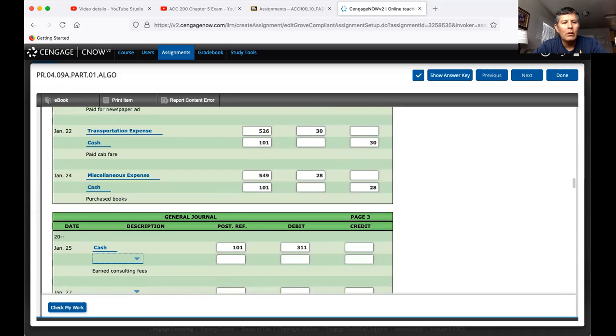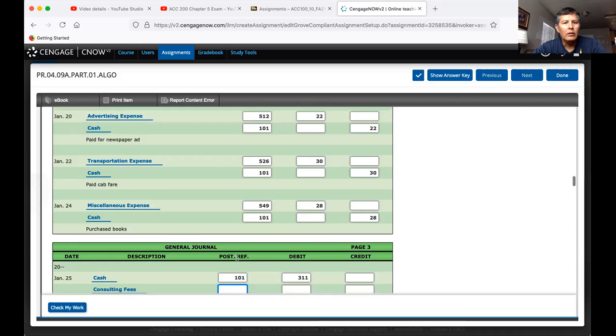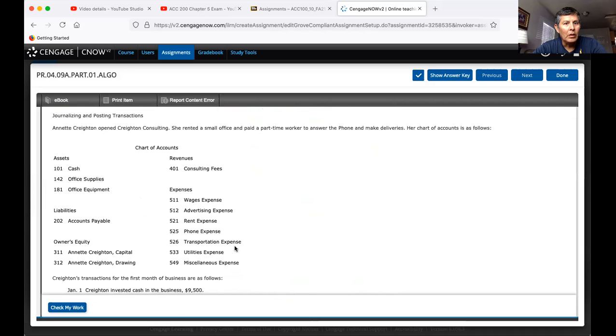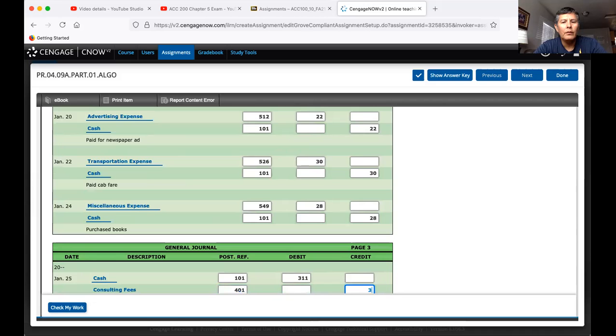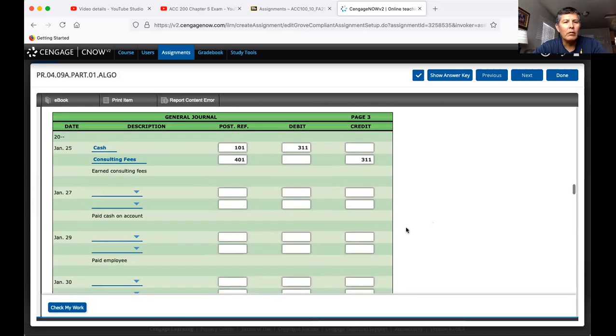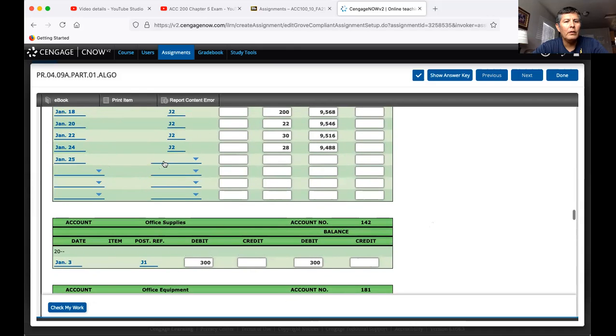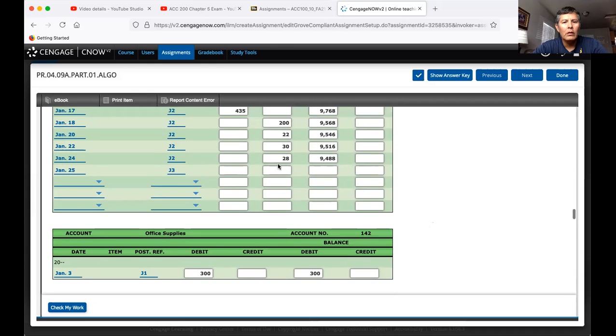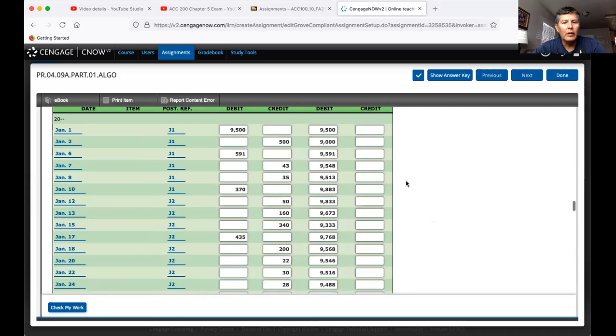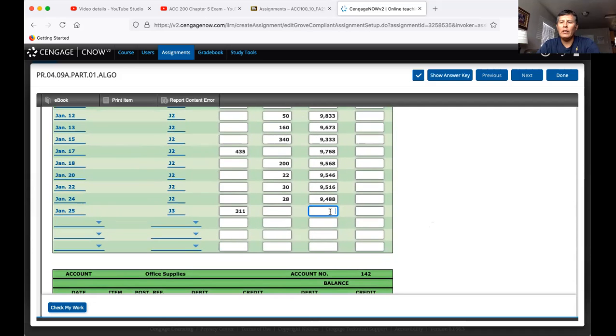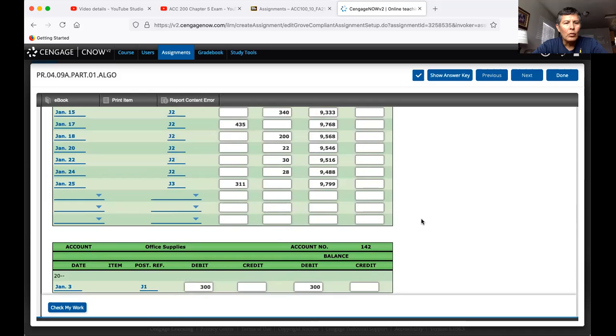So we'll go to consulting fees. Consulting fees is going to be 401. 311. And we got to go back down here to our cash account on the 25th. Now we put this J3, 311. Double check it. 311, yep. We got to have this, 94.88 plus 311 gives us 97.99. Okay. All right, so that cash is done.